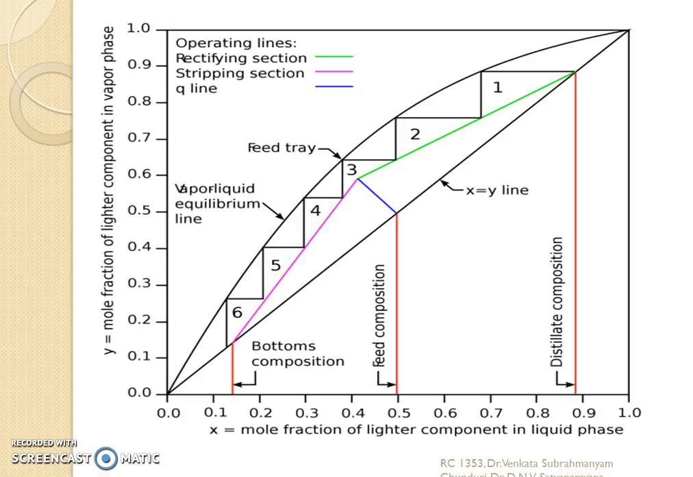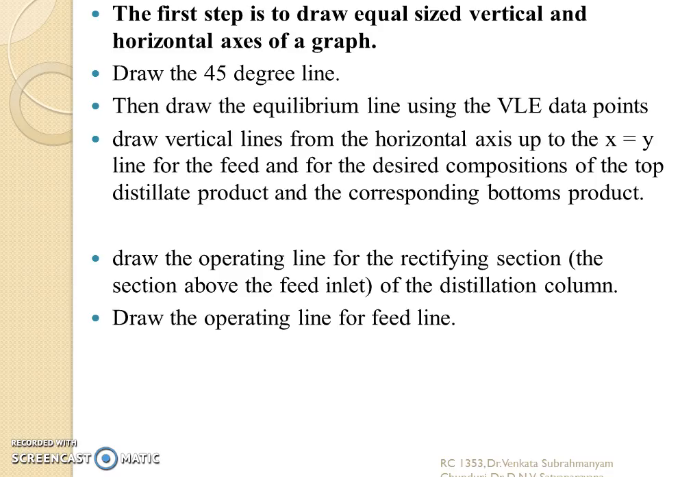This is the equilibrium line. This is the rectification section line. This is the stripping section line. This is the feed line. Now construct the diagram. Construct the staircases as explained previously. Then you can count the number of stages. Here, for this separation, the number of stages is equal to 6.